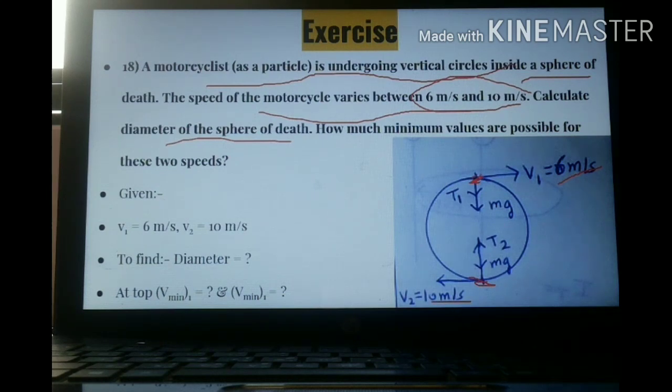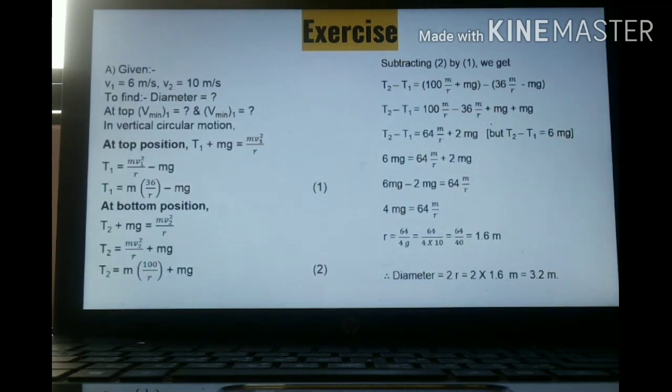Try to understand, whenever the vehicle is over here, its tension will be felt towards the center as well as its weight will also be towards the center. So tension and weight are in the same direction. But when the bob is at the lowest position, what is happening? Tension is in the opposite direction and weight is in the downward direction. So both are opposite. Depending upon that, we'll be giving the sign as well. First of all, given v1 is 6 meter per second, v2 is 10 meter per second, diameter we have to find out, as well as at the top what is the minimum speed, and at the bottom also minimum speed we have to find out.